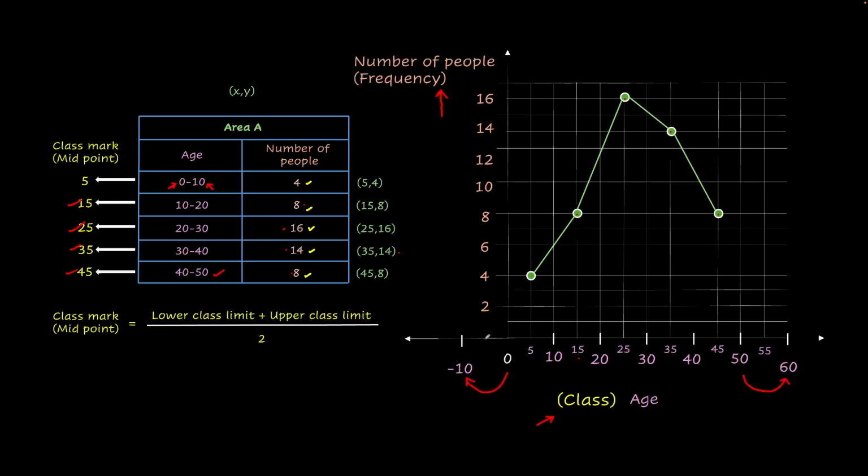So we're going to find the midpoint here again. The midpoint of this is 55. So we'll plot that, and join these two lines. And there we have the frequency polygon.